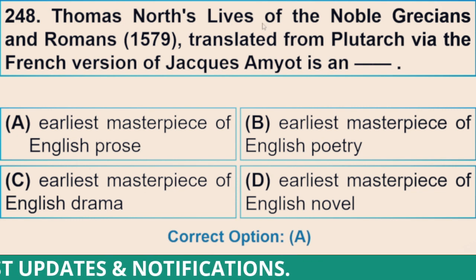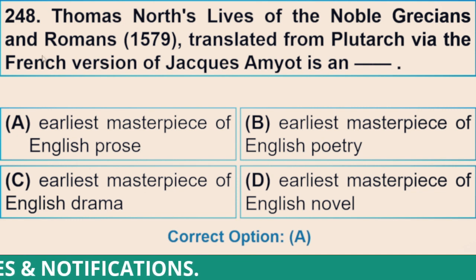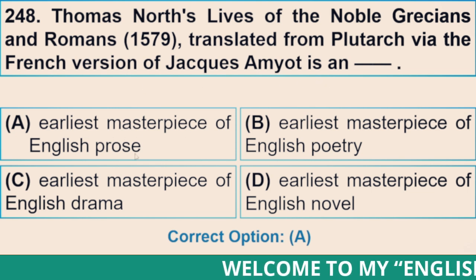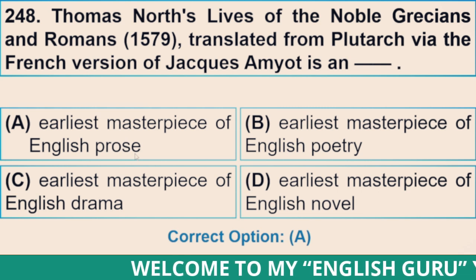Thomas North's Lives of the Noble Grecians and Romans, translated from Plutarch's via the French version of Jacques Amyot, is an earliest masterpiece of English prose. Here A option is correct.